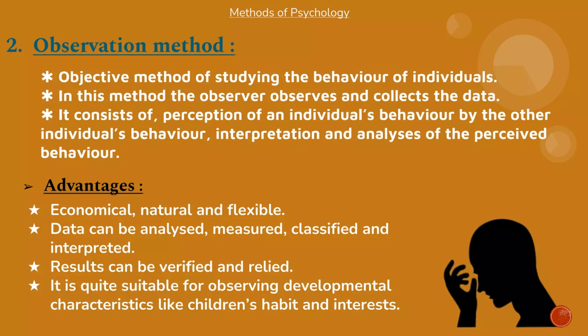The second is the observational method. This is an objective method of studying the behavior of other individuals. In this method, the observer observes and collects the data of the people by observing them, and it consists of perception of individuals' behavior by other individuals, interpretation and analysis. The advantages are this is economical, natural and flexible. Data can be analyzed, measured, classified and interpreted. Results can be verified and relied upon. It is quite suitable for observing developmental characteristics like children's habits and interests.